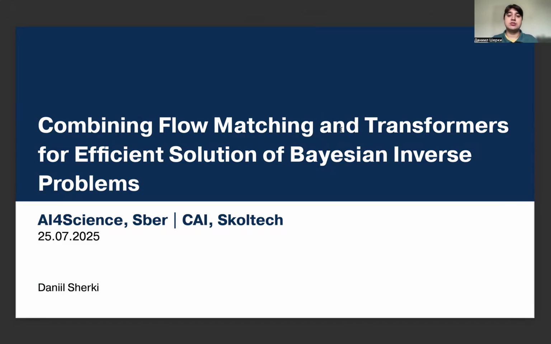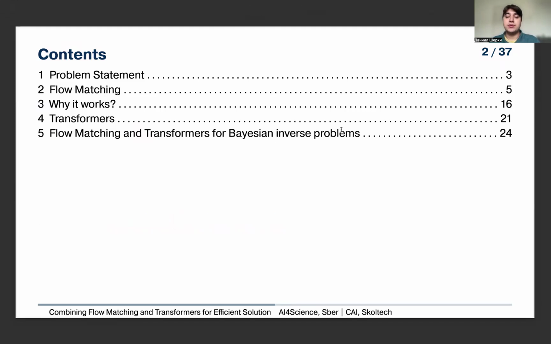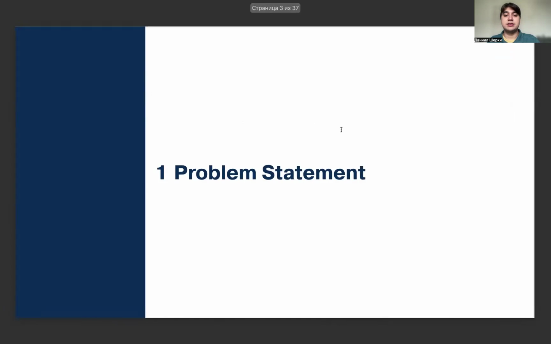Today, I will present a talk combining flow matching and transformers for efficient solution of Bayesian inverse problems. We will first review the formulation of inverse problems, then cover the basics of flow matching and why it works. After that, I will explain why the transformer architecture is particularly suitable here and how it can be applied to Bayesian inverse problems. Let us begin with the problem formulation.